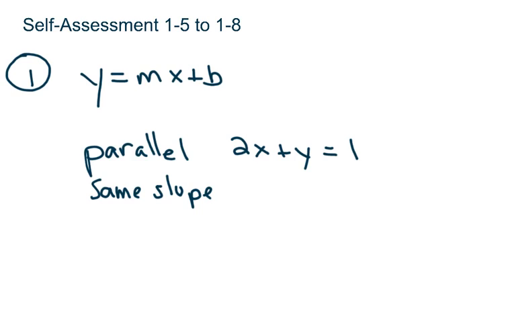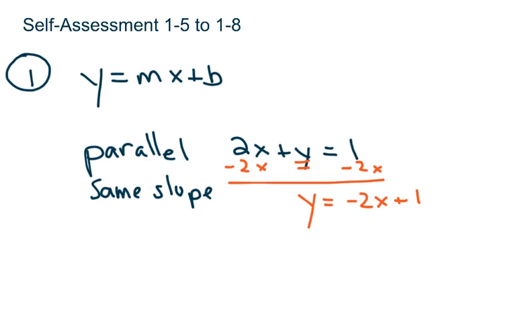The thing is that this equation I gave you is not in slope-intercept form. So in order to find the slope of it, we're going to have to solve for y. In order to solve for y, we're going to subtract 2x from both sides. The new equation is y equals -2x plus 1.